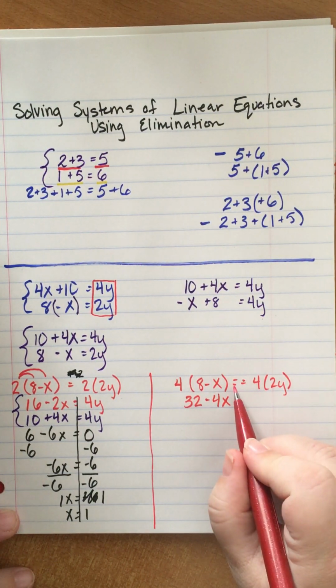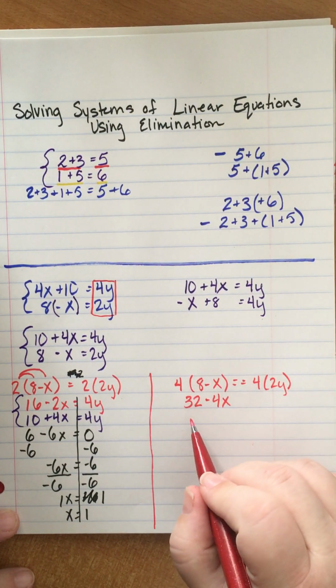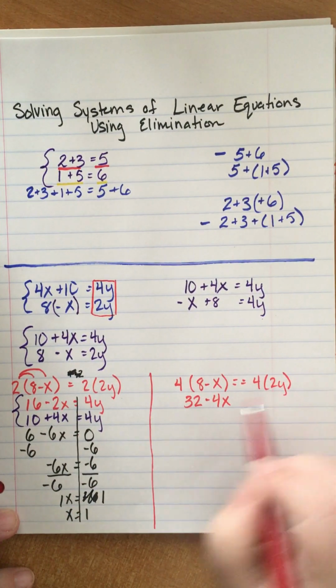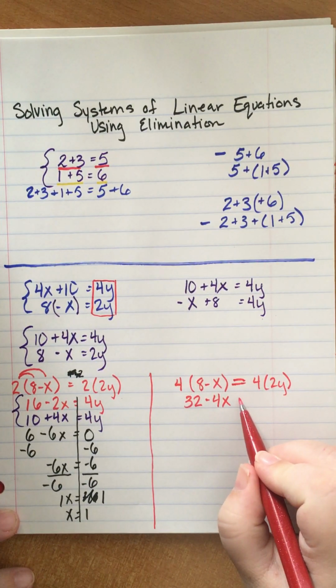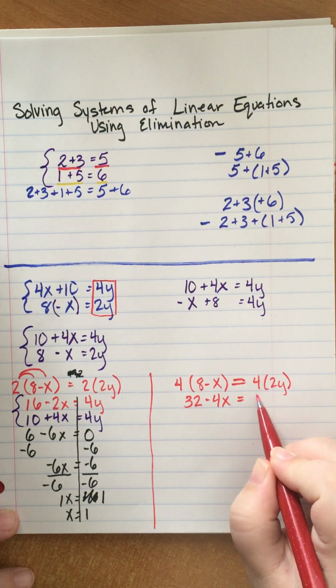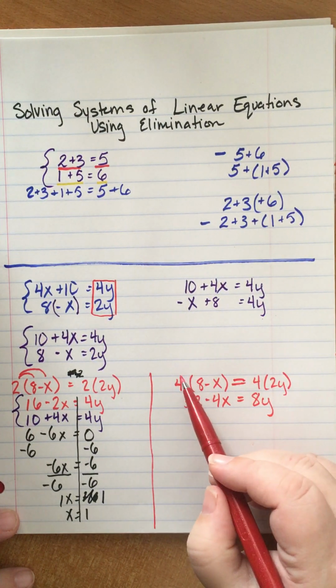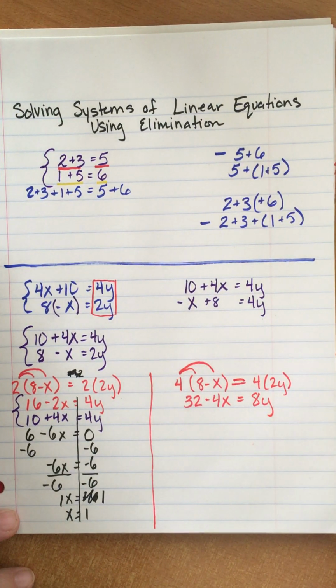And don't know why I did a double equal sign there. Didn't make a mistake, right? 8 minus x, 2y, multiplied by 4. There we go. All right, so that's going to equal 4 times 2 is 8y. So that is my new equation. And remember, the way we got this is we distributed to all terms in that expression.